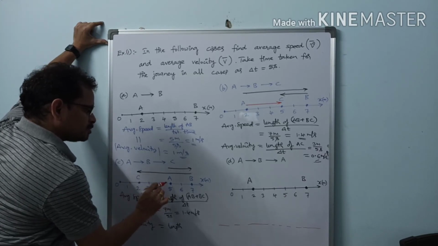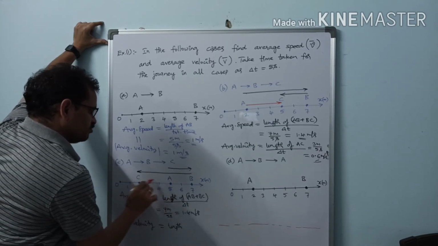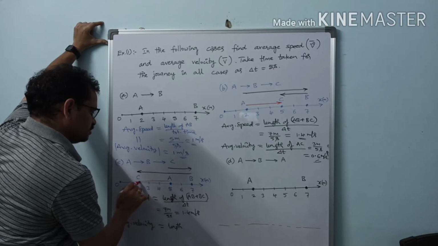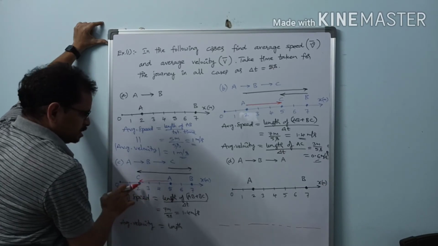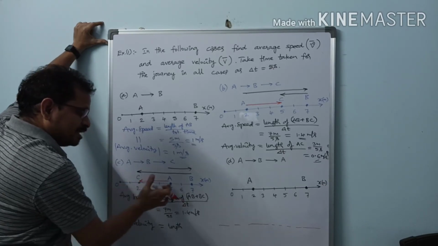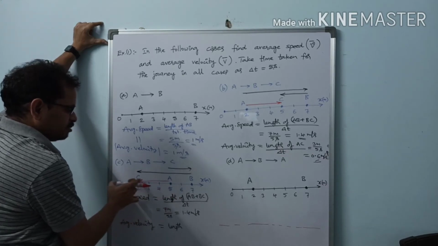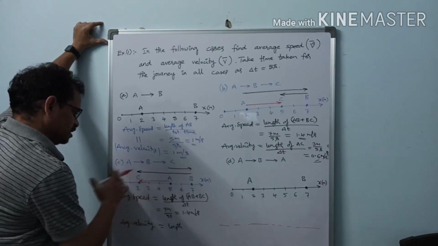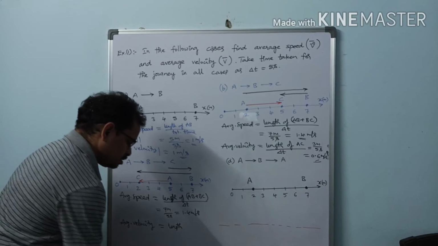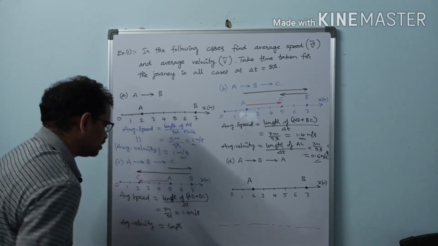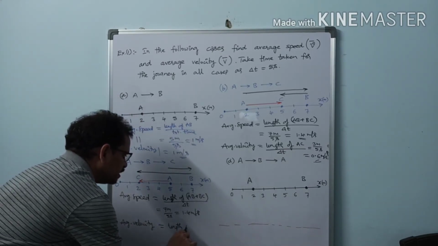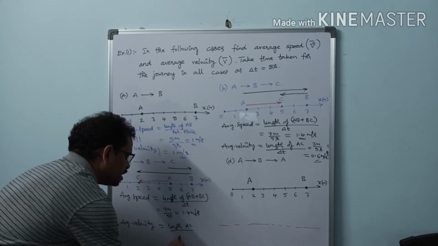So how to draw the displacement line here, from the initial point to the final point? That is A to C. Put an arrow mark here. See, the arrow mark is always away from the initial point. So the initial point is here, and the arrow mark is in this direction. So this is displacement. Average velocity is equal to length of AC by delta T.